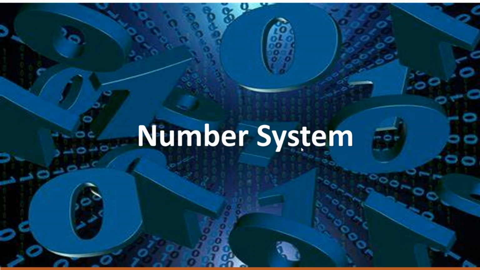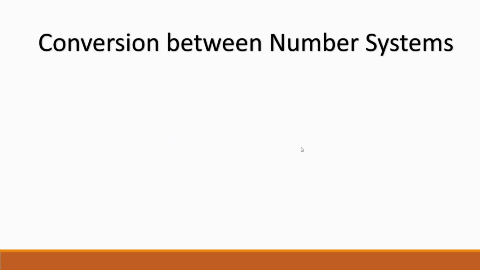So today we are going to continue with the number system. In the last video, I talked about converting a decimal number into a binary and a binary number into a decimal number. So today we are going to look at more conversions. We're going to see how we can convert an octal number into binary and vice versa.